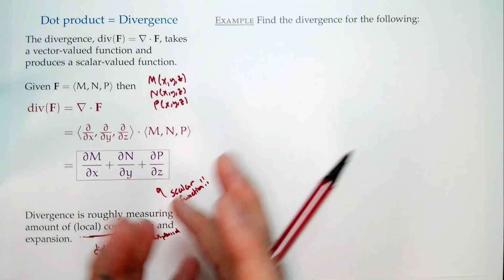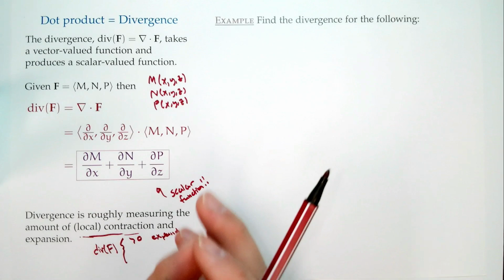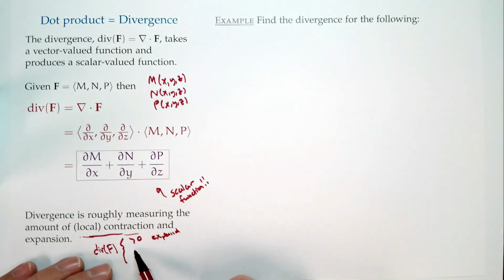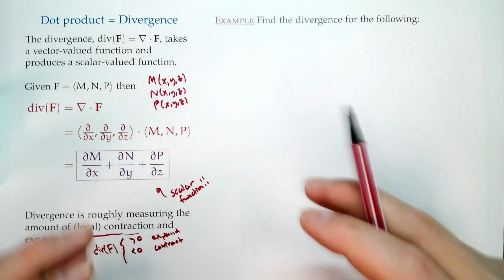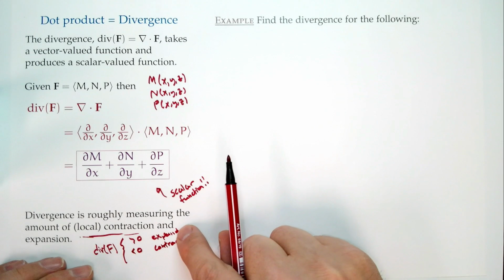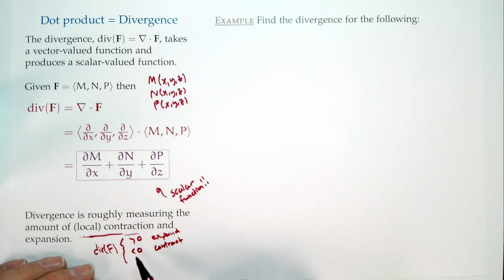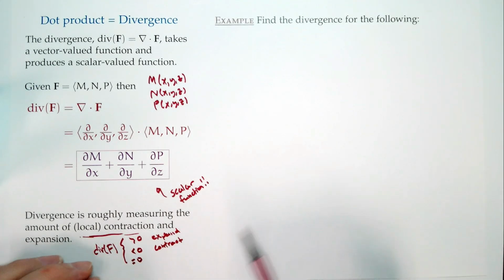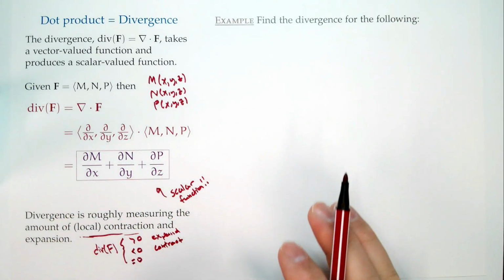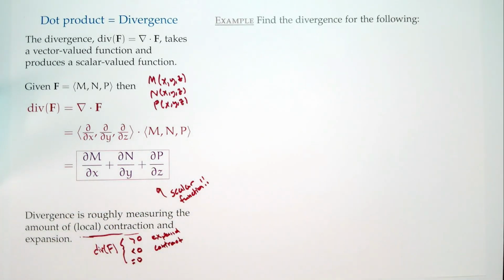So it's like a source of flow. Things are coming out of it. When it's less than 0, you should think of it as contracting or compressing. Things are pushing into it. So you might call this a source, you might call this a sink. And when it equals 0, things are balancing out just right. So that's a very, very rough idea of what divergence gives us.